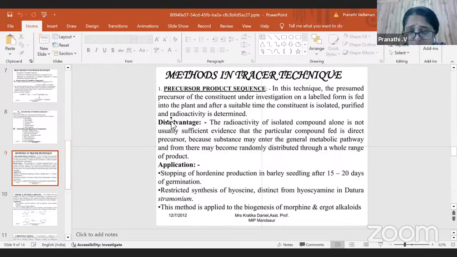Finally, what are the methods in the tracer technique? You have the precursor-product sequence, with a presumed precursor under investigation. You assume that this is the C14 compound that is going to be fed into it. The disadvantage is that it is not usually enough evidence that this particular compound is the direct precursor, so that is one thing you are speculating over here.